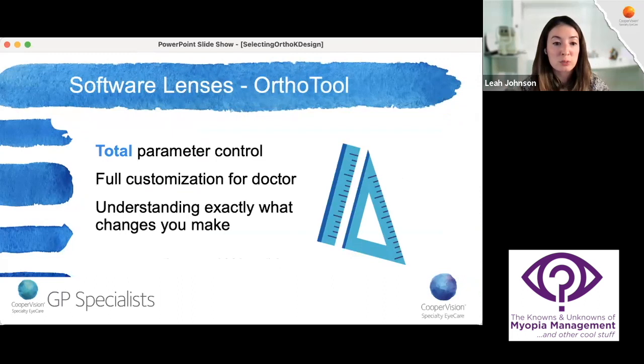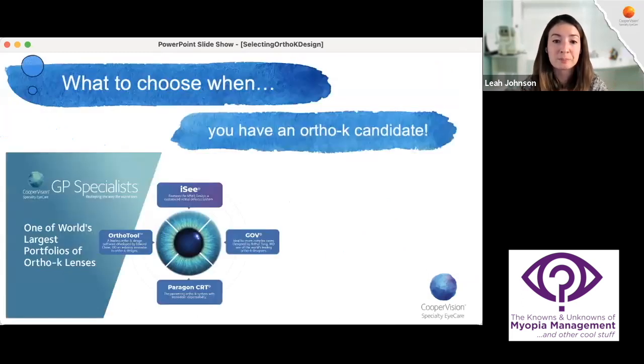Another option that I do want to share with you about with the GP Specialist is with software. With OrthoTool, you can actually design and have full total parameter control. So with OrthoTool, this is really now you as the doctor, the consultant, you have full customization, and you can understand exactly what changes you're making. So that's also another great option depending on what type of practitioner you are and if you want to tweak and change your own lens designs.